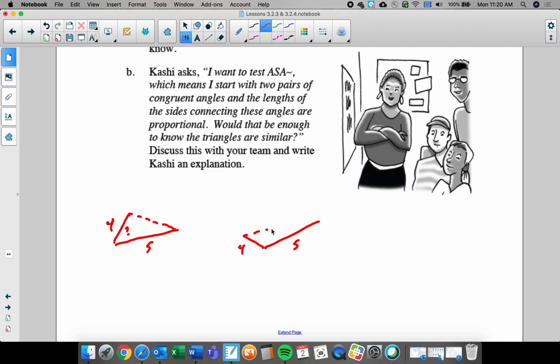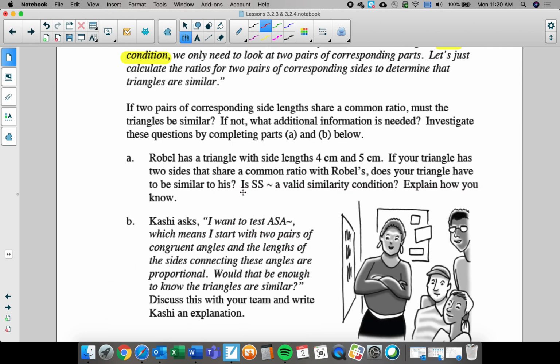And now you can quickly tell that without knowing that angle in between, there is no way that these triangles are similar. They are not even the same shape. They do not have the same angle measures. So this one, hopefully, is a quick one that you can tell: is side-side similarity a valid condition? The answer is definitely not.